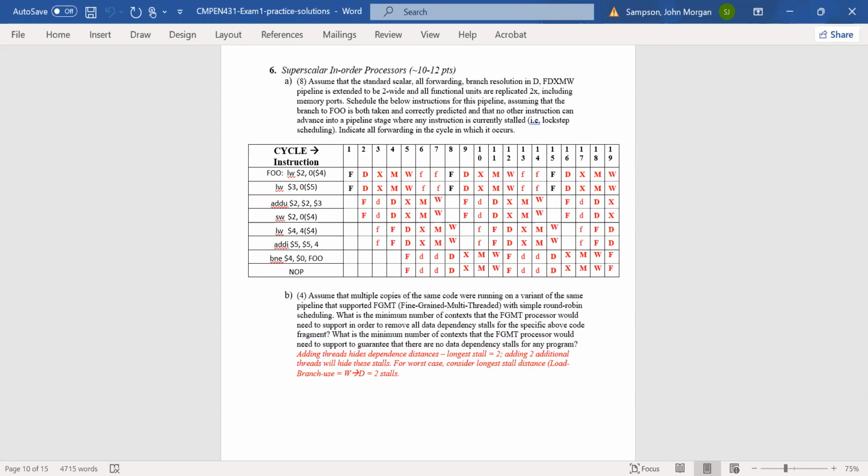And again, just as with your standard scalar pipeline, once they reach past the end of hazard detection, you can just fill in the rest of the cells immediately. There are no further stalls that are going to occur. Okay, so those are now scheduled.